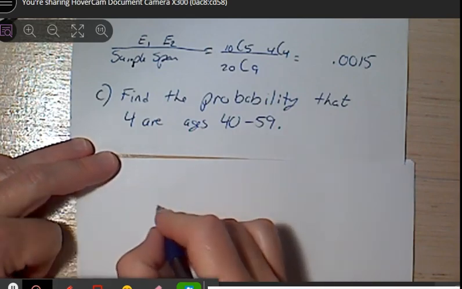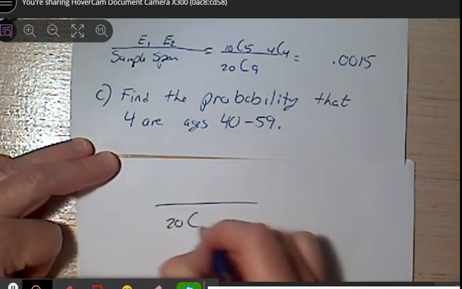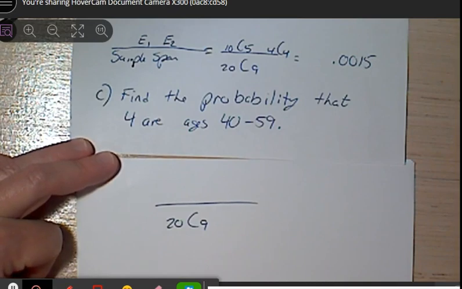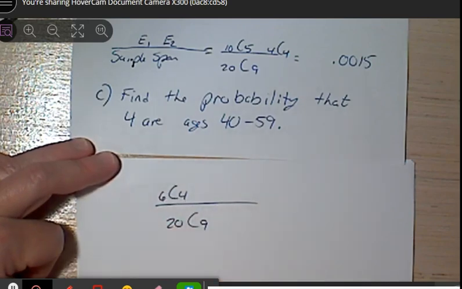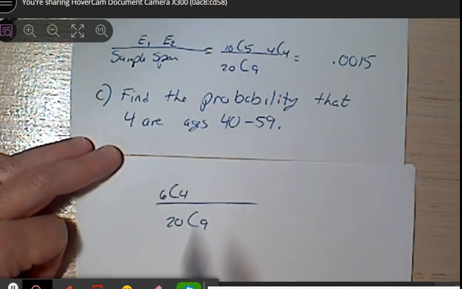Okay, so we know the sample space is going to be 20C9, because that's our sample space for every single one of these questions that we're going to do. Okay, so we're finding the probability that 4 are ages 40 through 59. So there are 6, and we're going to choose 4. Okay, and that's it.